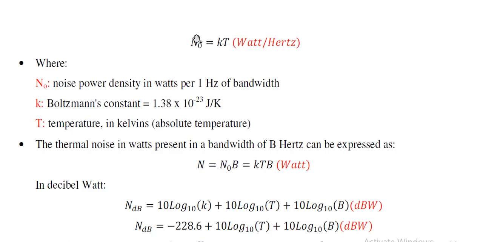Now, this is only for 1 hertz. If we have a bandwidth of let's say 100 hertz or 100 kilohertz or 100 megahertz, then for the signal that is using this bandwidth of B hertz, the new noise is calculated as follows: N is equal to N0, which is only for 1 hertz, multiplied by B, how many frequencies we have. We're going to end up with the power of the new noise in watts.